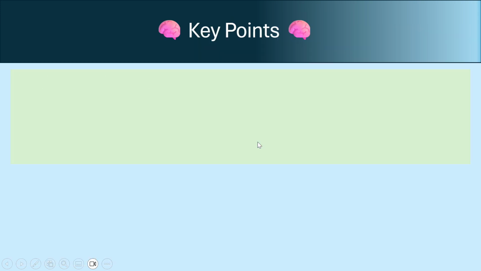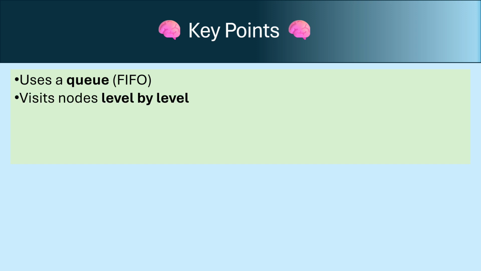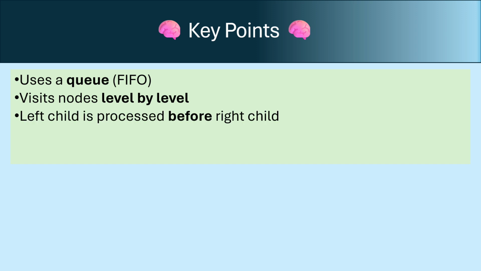So key points to take away. We use a queue, so first in, first out. We visit the nodes level by level. So we're going to process the left child first and then the right child. It's not recursive, so we're using a while loop. And sometimes we call it level order traversal.